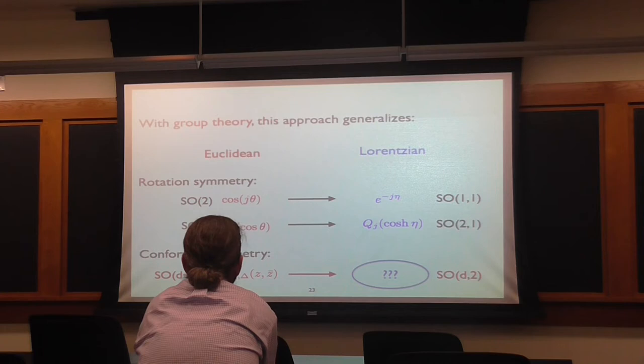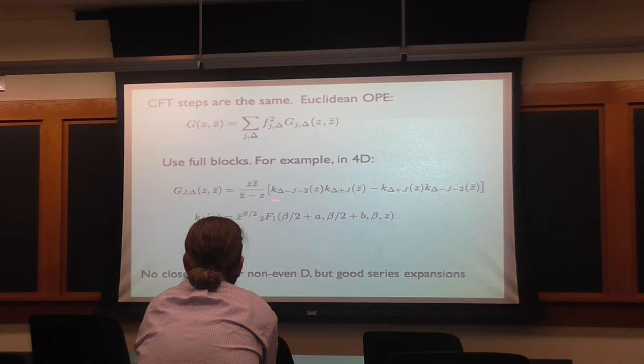So, just to give some idea of what these blocks look like: in 4D, for example, there's some product of hypergeometric functions. In odd dimensions they're more complicated, but you can still evaluate them by series expansion. People that come from the bootstrap community have excellent tools to deal with these functions.